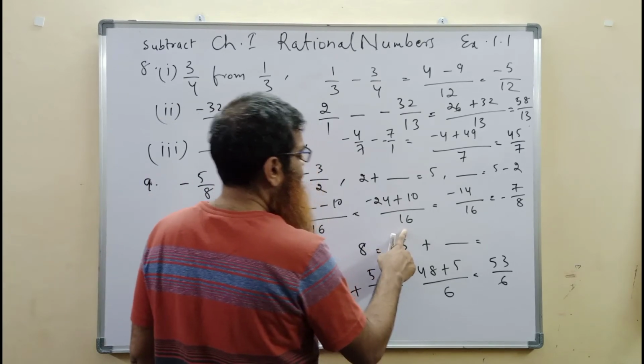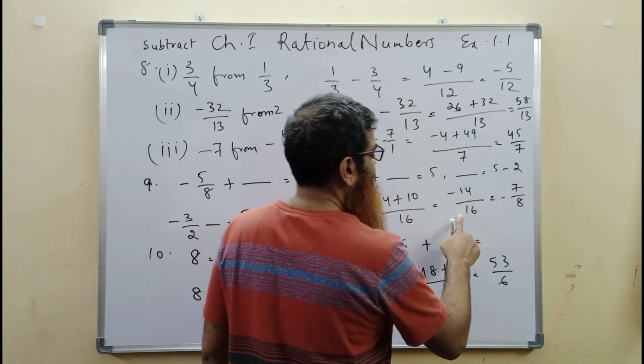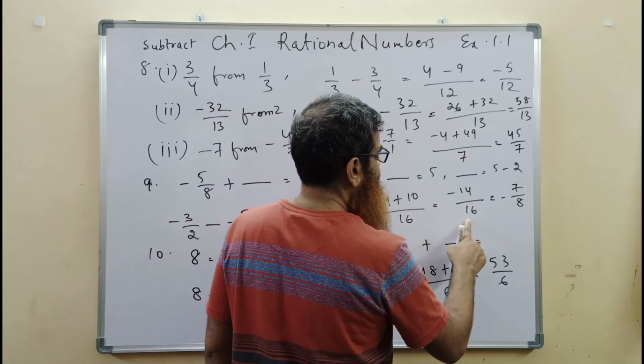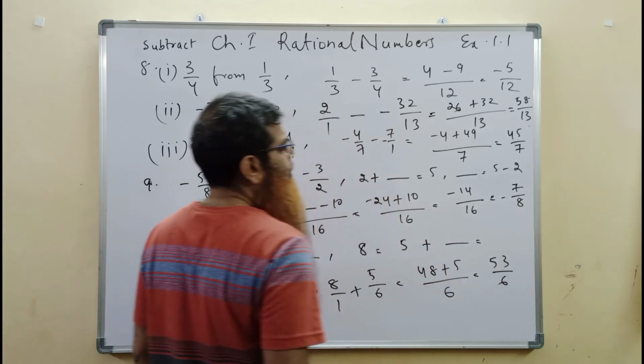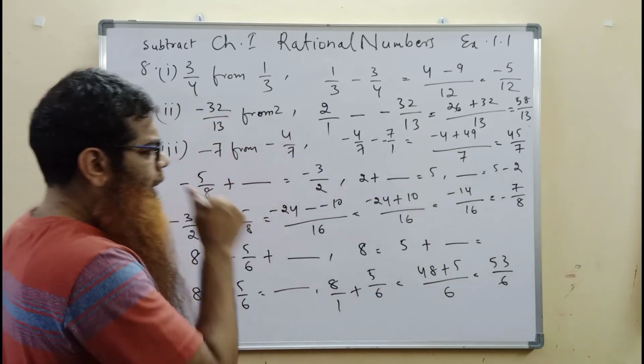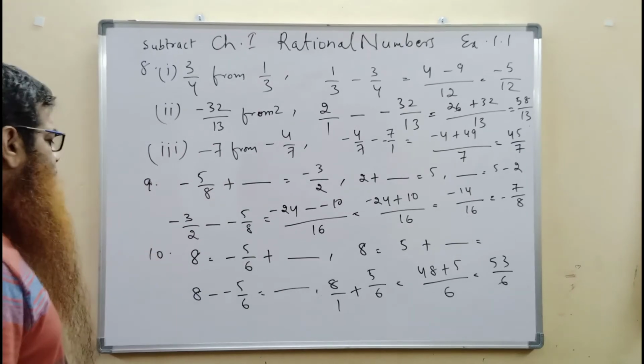We carry that denominator here. Minus 24 plus 10 is minus 14 divided by 16. Minus 14 divided by 16, we can write in simpler form as minus 7 by 8.